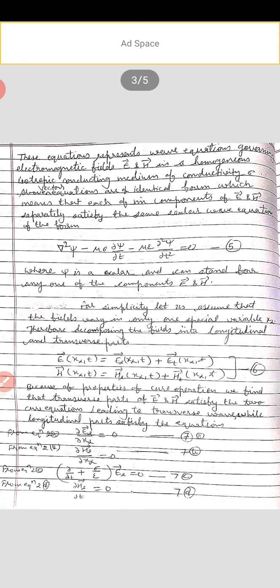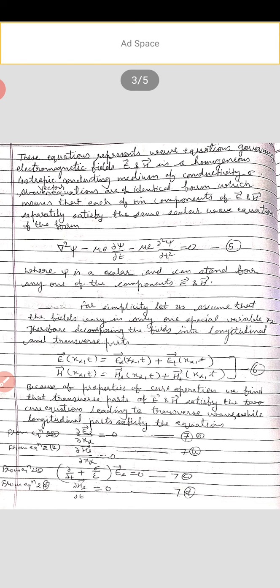The above vector equations being of identical form means that each of the 6 components of E and H, 3 of E and 3 of H, separately satisfy the same scalar wave equation of the form del squared psi minus mu sigma del psi by del t minus mu epsilon del squared psi by del t squared is equal to 0. And here psi is a scalar and can stand for any one of the components of E and H.